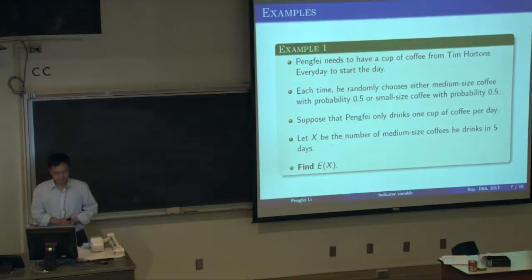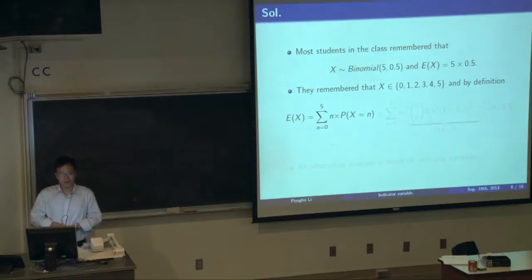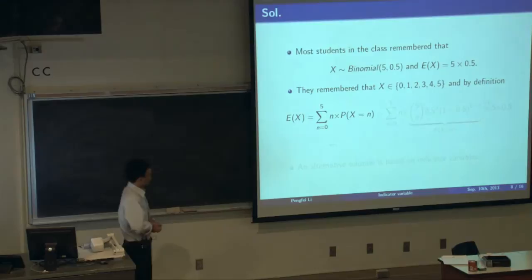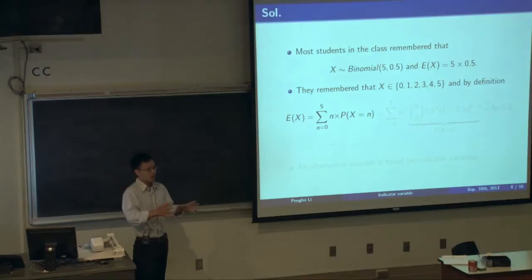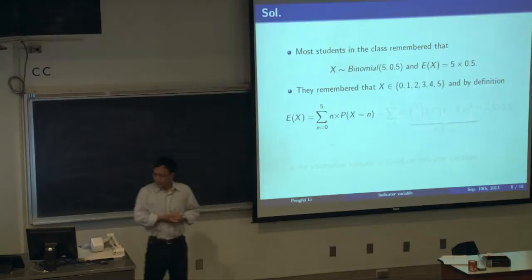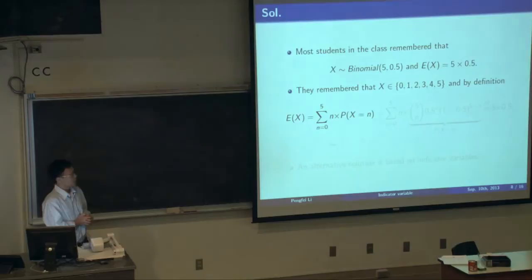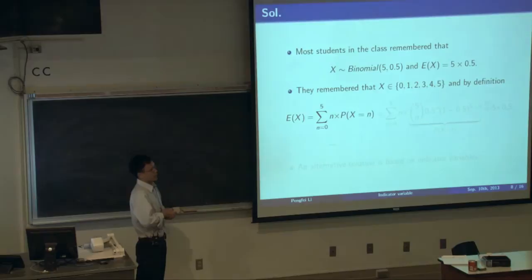When I ask this question in class, most students still remember that X follows the binomial distribution. The binomial distribution has two parameters. The first parameter, 5, is the number of coffees I drink. 0.5 is the probability of drinking a medium-sized coffee. Then they tell me the expectation of X is the first parameter, 5, times the second parameter, 0.5. So 5 times 0.5. Again, it's easy.